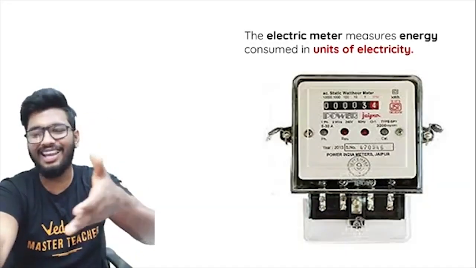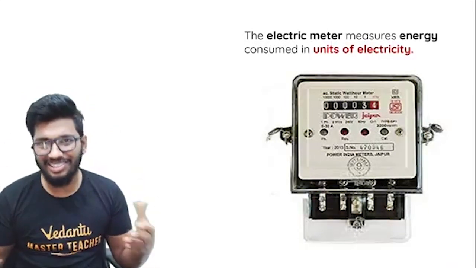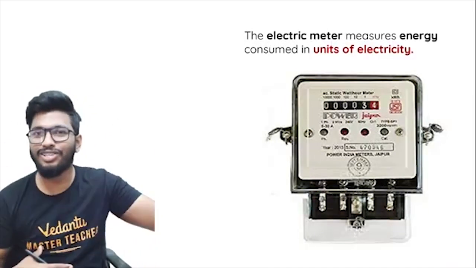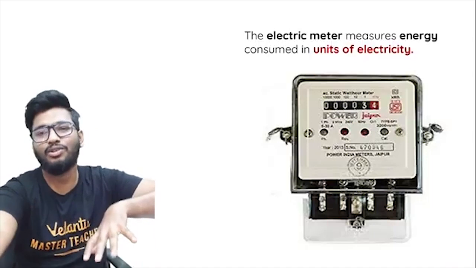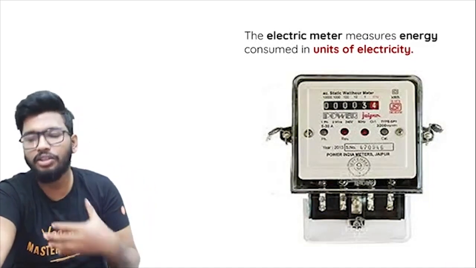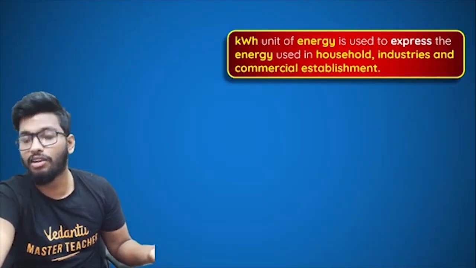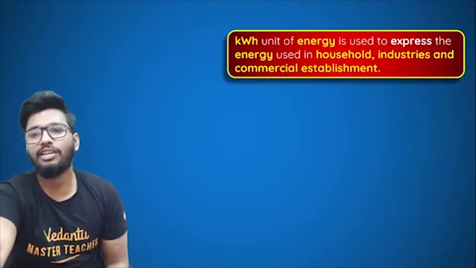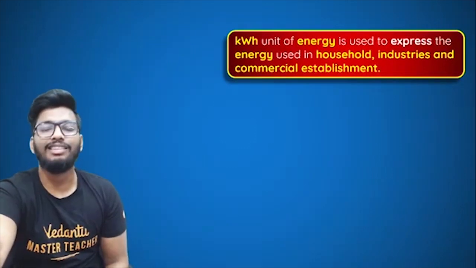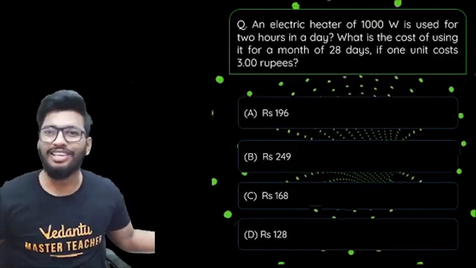So this is the electric meter that every one of us has at home. Now these days it's more digital than analog. This is the older version of it. But yeah, this is the one that is used to measure the electricity consumption in terms of kilowatt hour. Again, it's measured in terms of kilowatt hour itself. So kilowatt hour is the unit of energy that is used to express the energy consumption in households, industries, and commercial establishments. So let's do this question as well, guys.